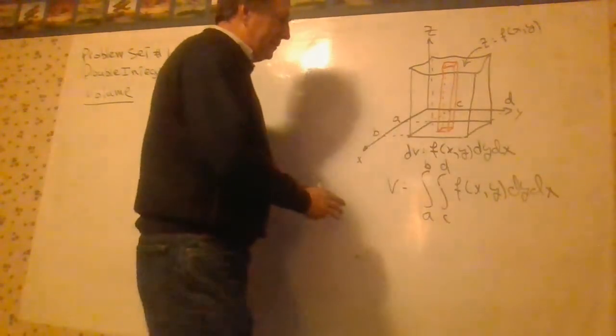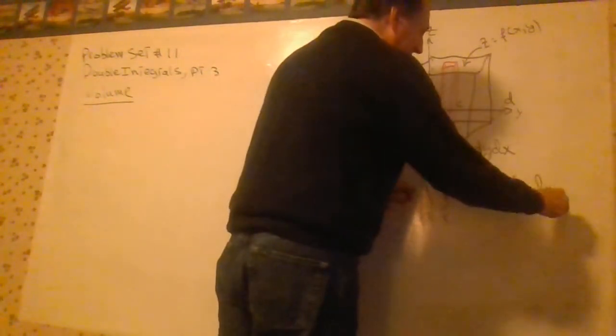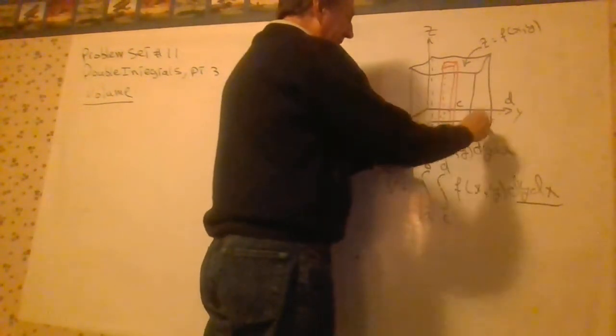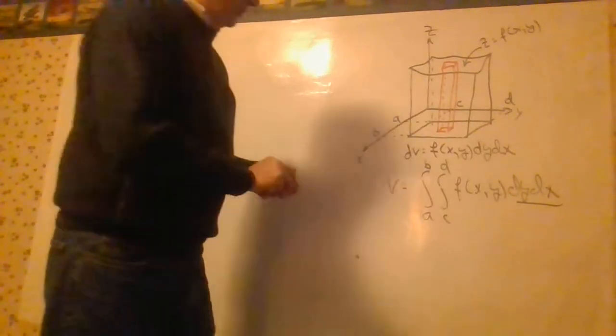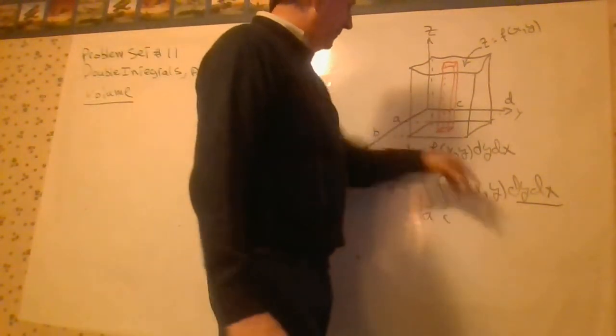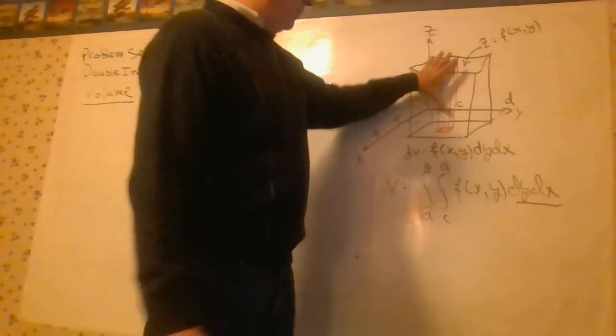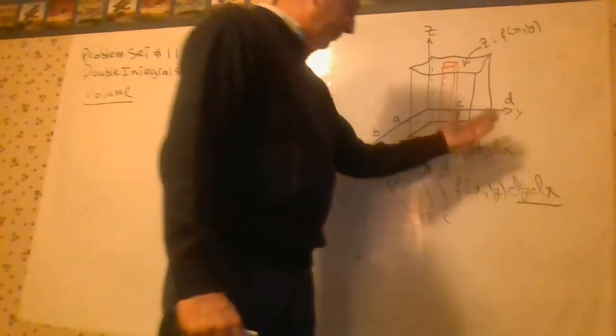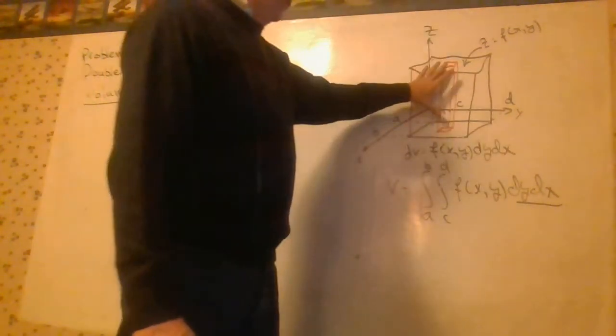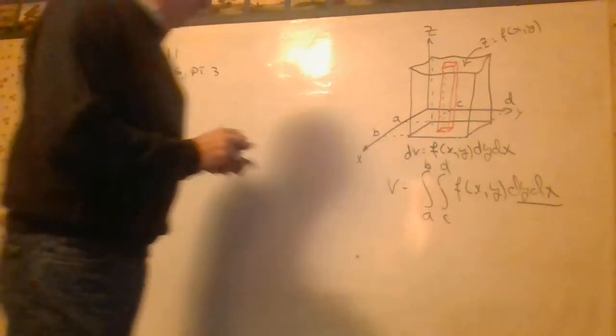Pay special attention, the integral in the dy dx integrates over this rectangle, but when you put the function in here, you're adding up volume elements and not area elements. So this could represent mass. If this height represented density, then this would be a mass integral. This height represents just height. Well, it's a volume integral.